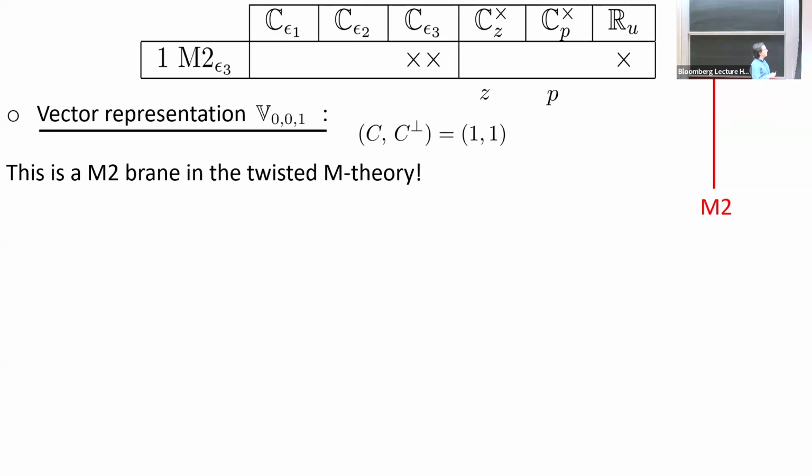Key point, this has been made in a bunch of works. I don't think I'm going to convince you just yet, but there will be other arguments later. The vector representation is in fact the M2 brane. The representation itself is the brane in this twisted M theory. So when I put an M2 brane in a twisted M theory setup, I am in fact considering a vector representation of this quantum toroidal algebra. Why?